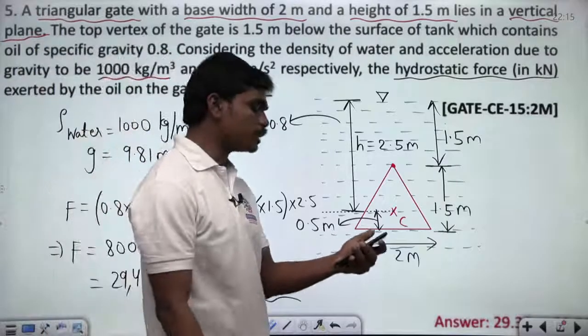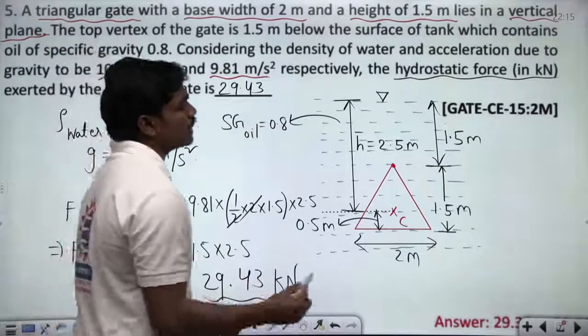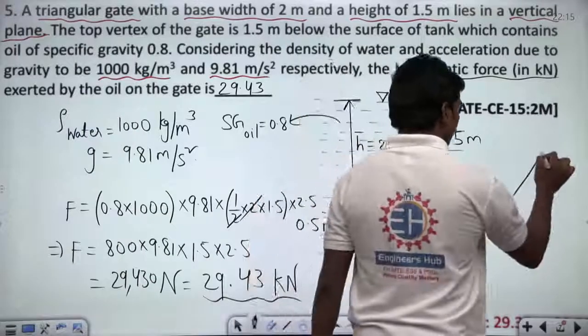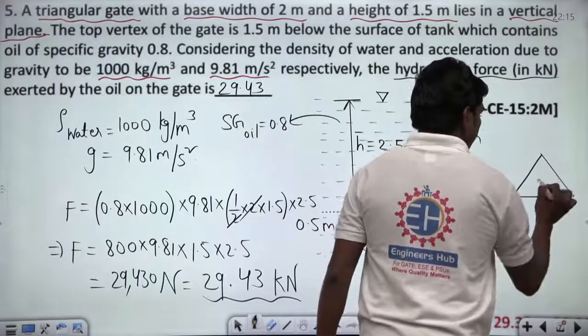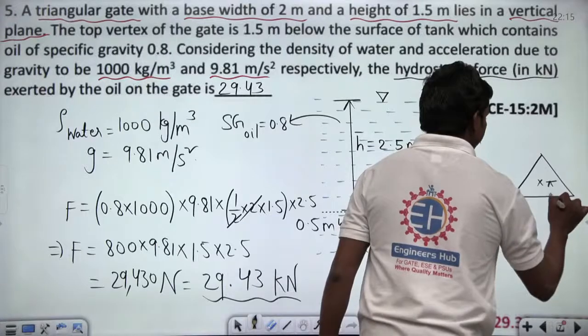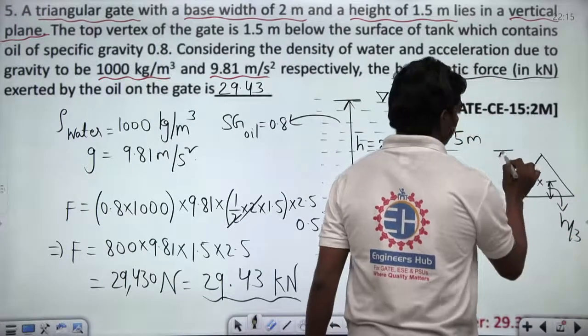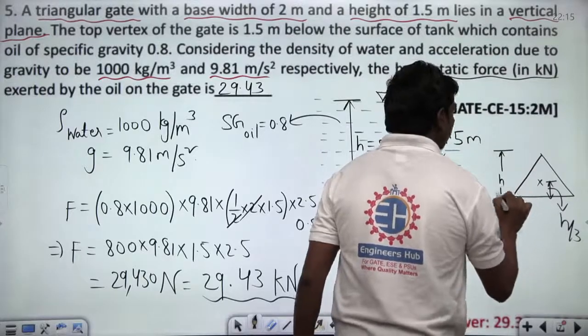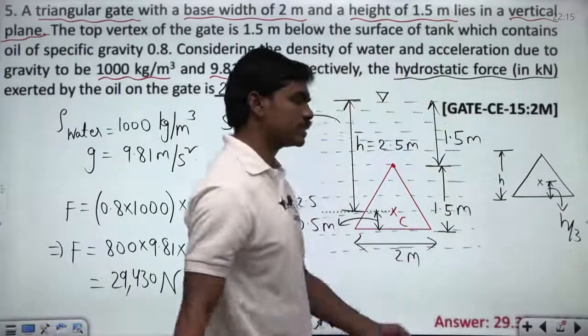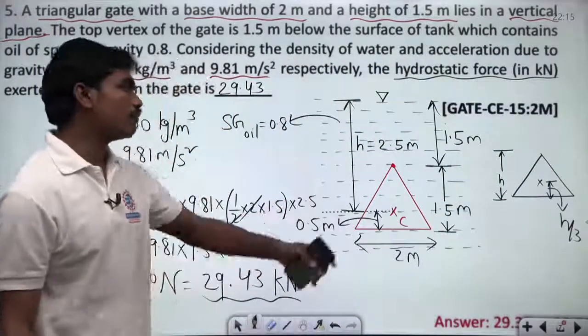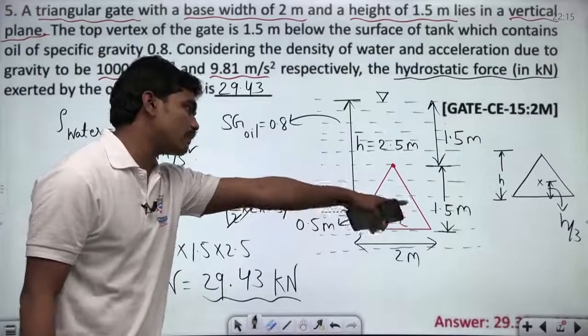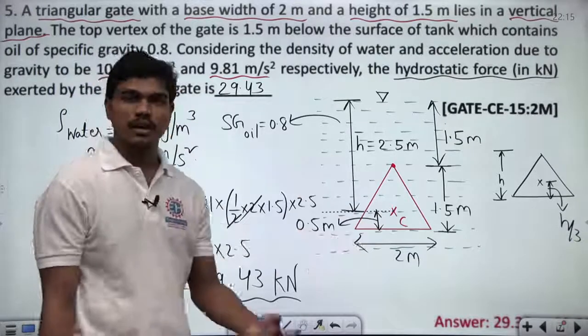Okay, so how 0.5 meters? Basically, if you are having any triangle, this centroid is at a height of h by 3. Basically, if this is the total h, the height of the triangle, then the height of the centroid from the base is h by 3. Clear? So that's how 1.5 by 3 is 0.5 meters. Clear? Fine.